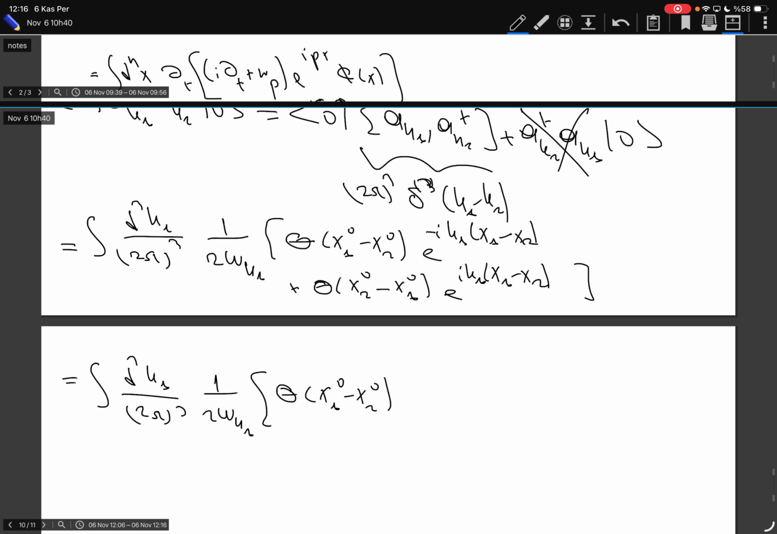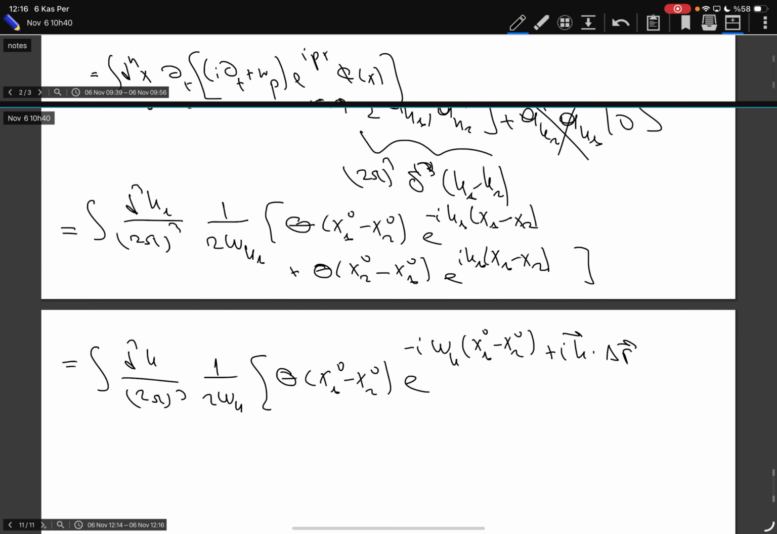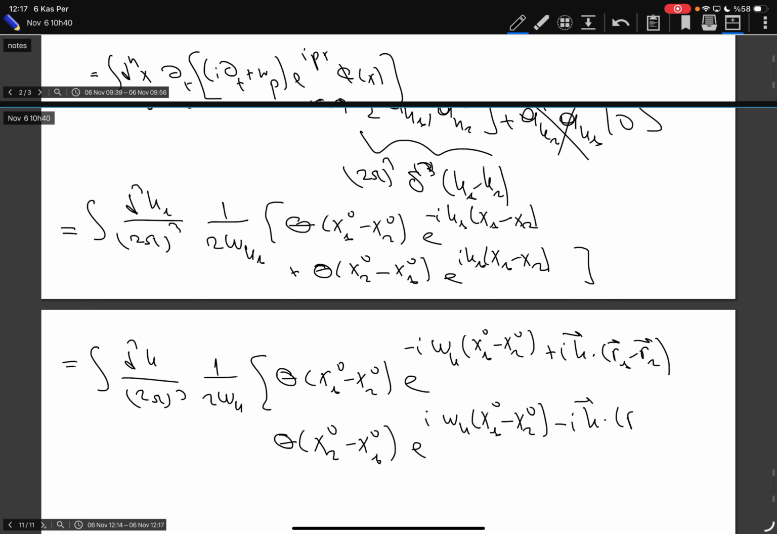Okay. So let me write the exponents explicitly. e to the power minus i omega k, let me just use k, omega k times x1 0 minus x2 0 plus i k dot r1 minus r2, times theta of x2 0 minus x1 0 e to the power i omega k times x1 0 minus x2 0 minus i k dot r1 minus r2.